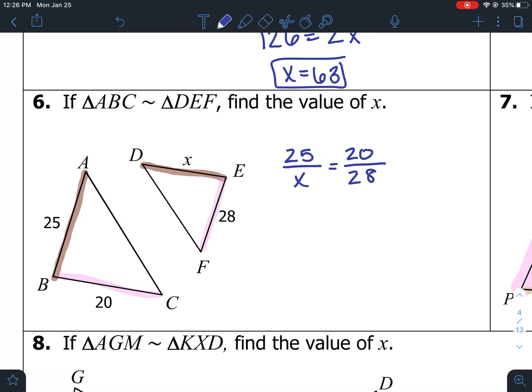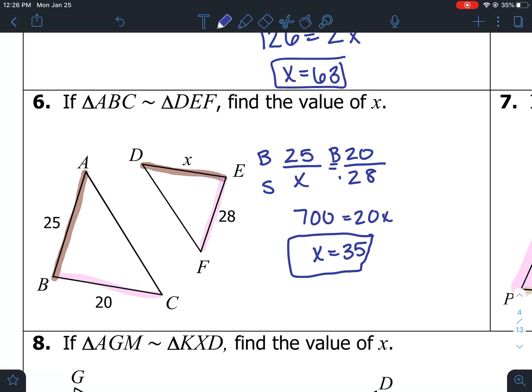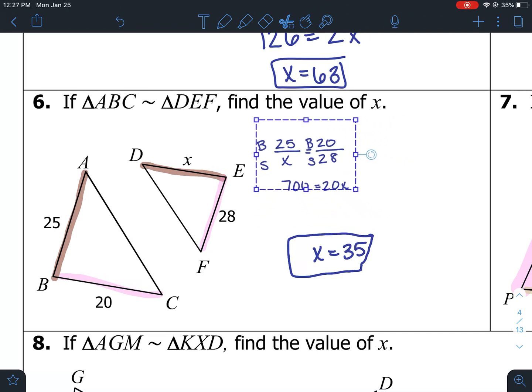Cross multiply and solve, just like we had been doing in that practice from yesterday. So 25 times 28 is 700, equals 20x. Divide both sides by 20, and you get 35. Now this is one way to do it, where I did my big over small equals big over small.